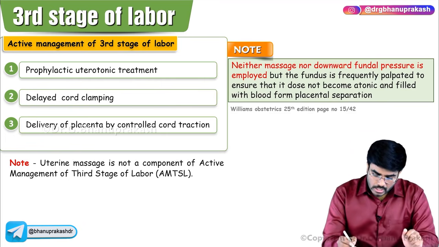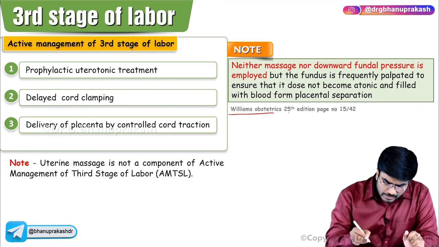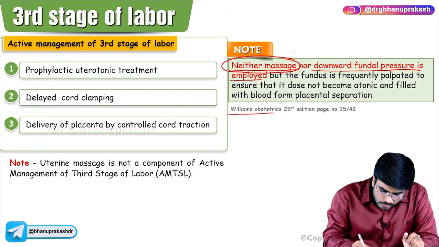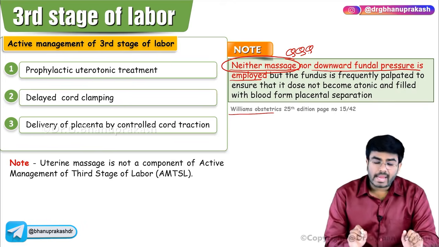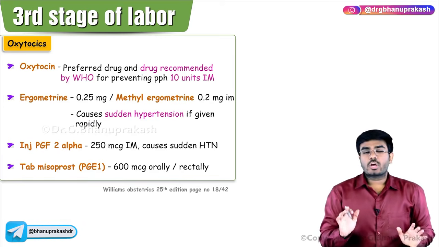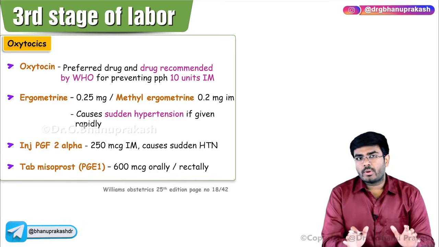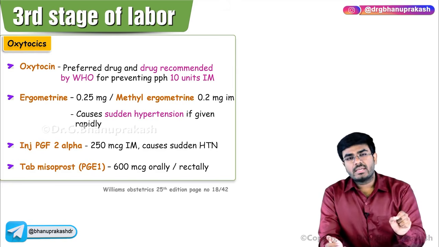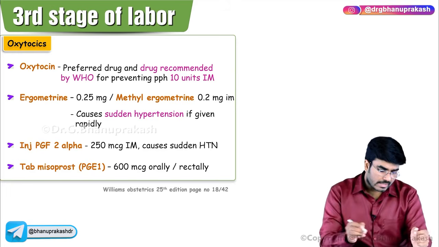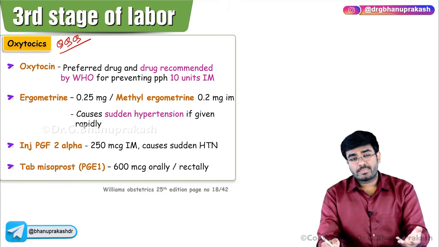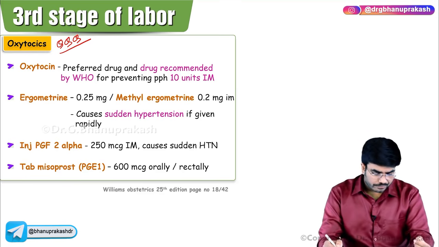Very, very important. Also here I am quoting the statement from the book. Neither massage nor downward fundal pressure is employed, which means we are not going to do uterine massage in active management. Okay, very important point. Now after this, let's talk about the very important component. Out of those three components, the most important component of the active management is giving uterotonic drugs or giving oxytocin, okay, which means uterine contractants.